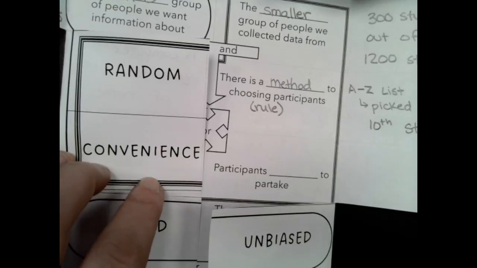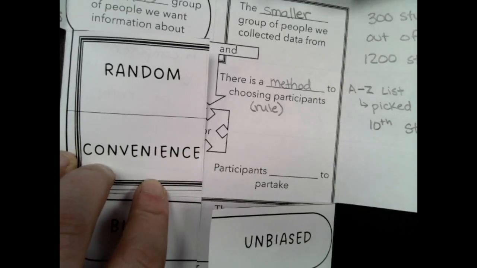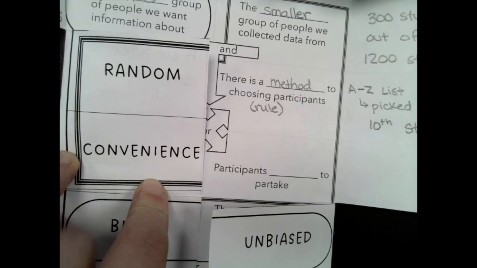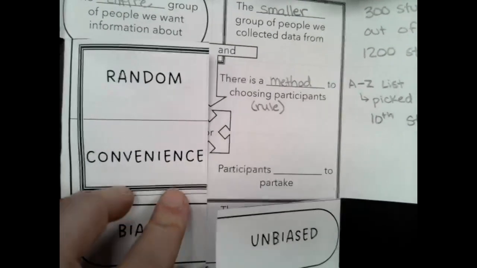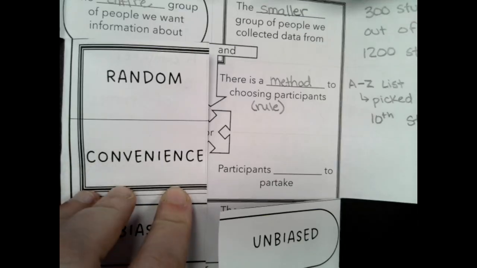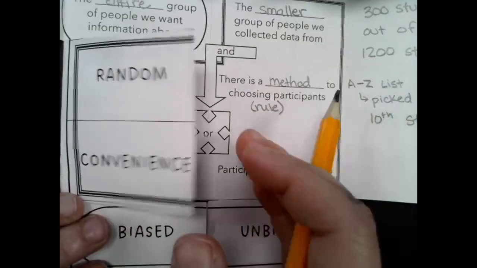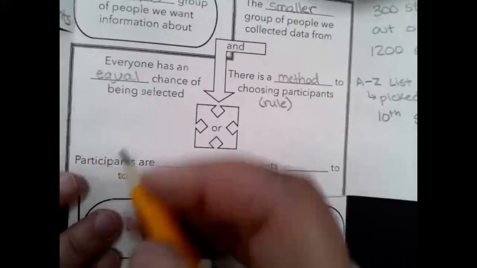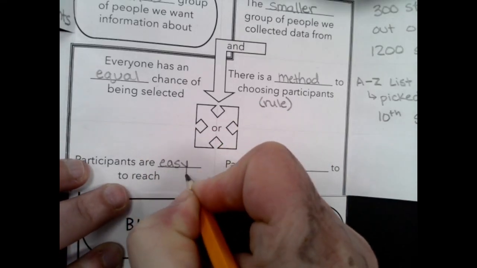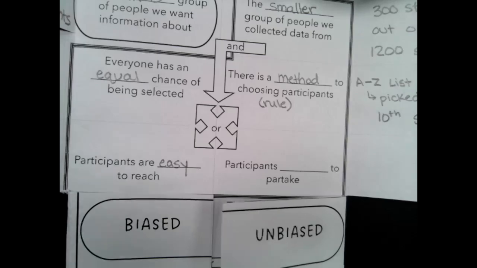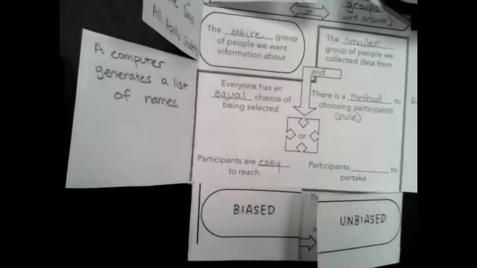All right, next up we have convenience. Convenience is like the convenience store. Quick Trip is sometimes a convenience store. If there's a convenience store, that means it has like everything that you need. It's a quick stop. It's easy to stop at. So participants are easy to reach. That would be convenient for us. It's easy to reach. It's easy for us to do.